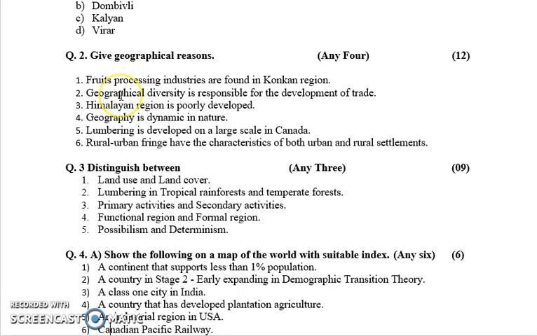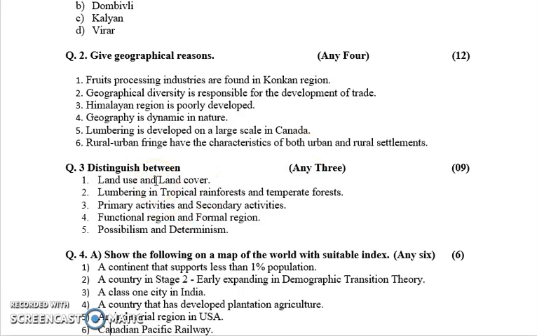Then you have: geographical diversity is responsible for the development of trade. Himalaya region is poorly developed. Geography is dynamic in nature. Lumbering is developed on a large scale in Canada. Rural and urban fringe have the characteristics of both urban as well as rural settlements. So these are the give reasons.